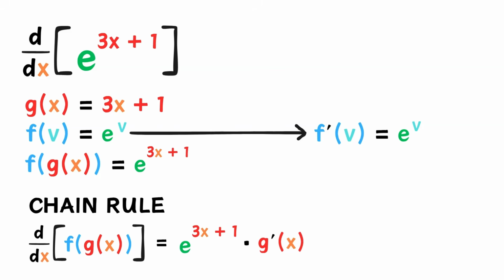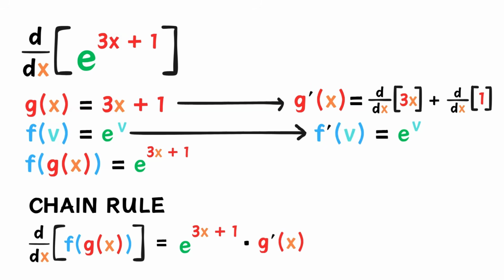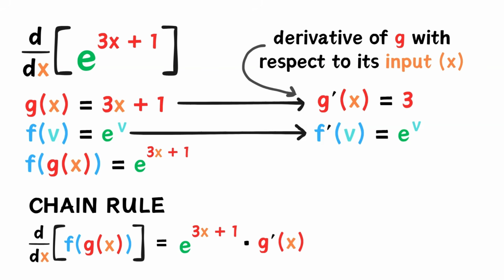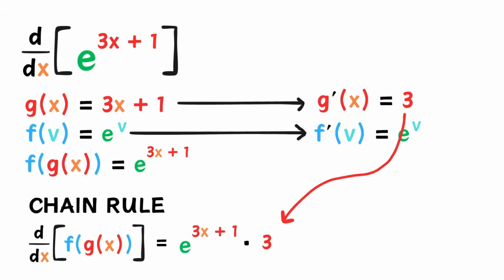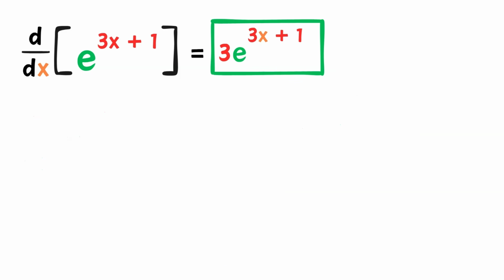Alright, now all we need is the derivative of g with respect to x. g of x is 3x plus 1. Since we're adding, we can take the derivatives separately. The derivative of 3x is 3, and the derivative of 1, a constant, is 0. So the derivative of g with respect to x is 3. Now, we can multiply everything together. And to simplify, we can move the 3 to the front, giving us 3e to the power of 3x plus 1, and that's the derivative.